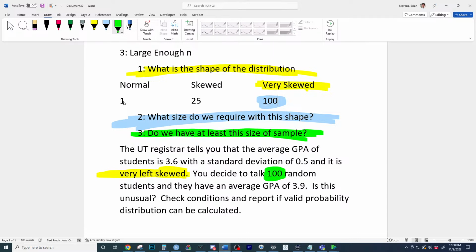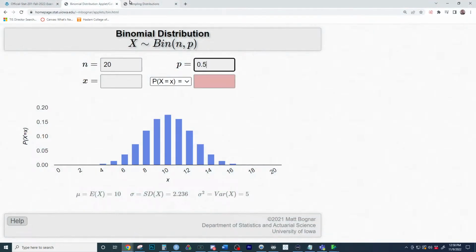So the large enough n condition has three steps. What is the shape of the distribution? What number do we require for that shape? How big of a sample? And do we have at least that sample?